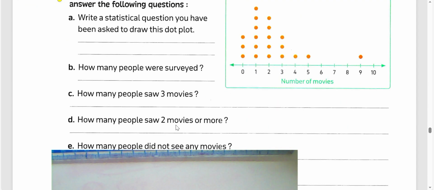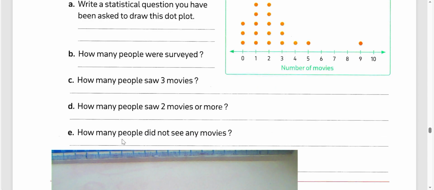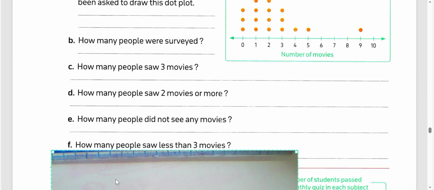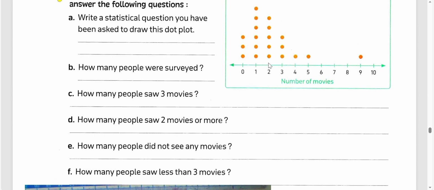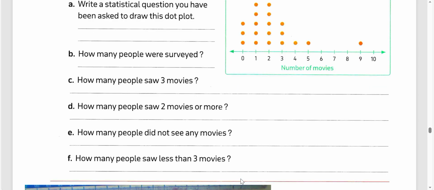How many people saw 2 movies or more? For 2 or more, we can count from 2 to the right-hand side: 1, 2, 3, 4, 5, 6, 7, 8, 9, 10, 11. The answer here will be 11. How many people didn't see any movies? It will be 3 people. How many people saw less than 3 movies? Look here, less than 3. You can count all this: 1, 2, 3, 4, 5, 6, 7, 8, 9, 10, 11, 12, 13, 14. And the answer here will be 14.